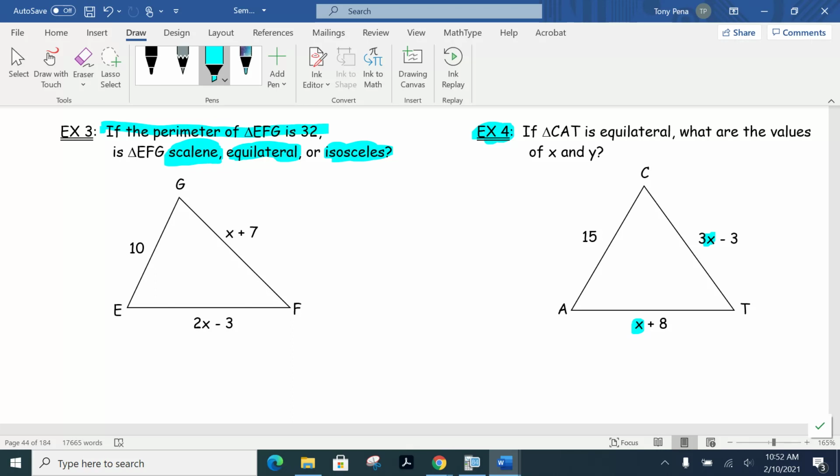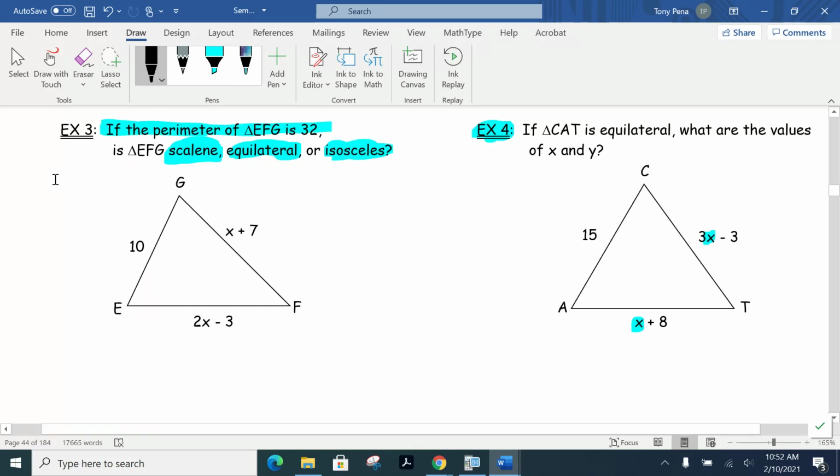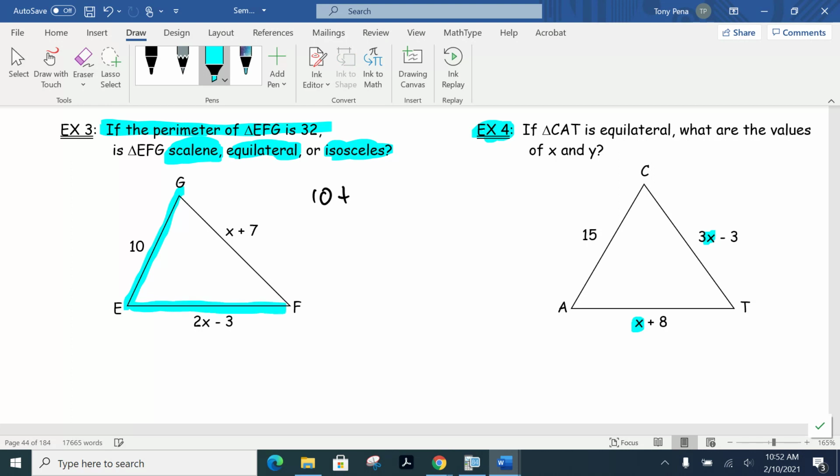What you're also told is the perimeter of this is 32. So the old idea of perimeter is if we add up all the sides, that's your perimeter. So if our perimeter is 32, I should be able to do the side of 10 plus the side of 2x minus 3 plus the third side of x plus 7. When I add all of those up, if our perimeter is 32, then this has to equal 32. And then that's how we can solve that equation, or at least get our x value.